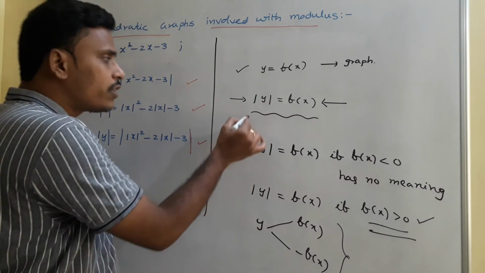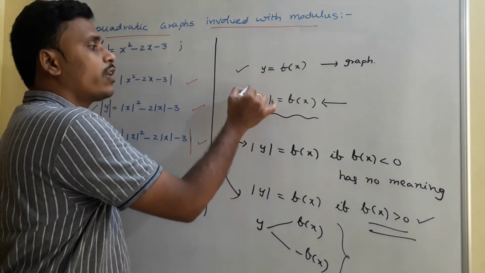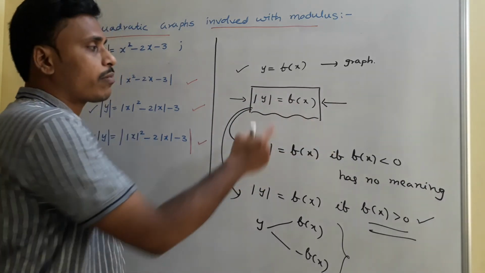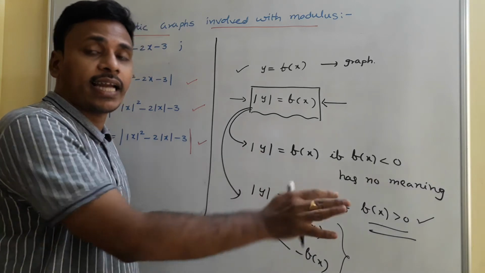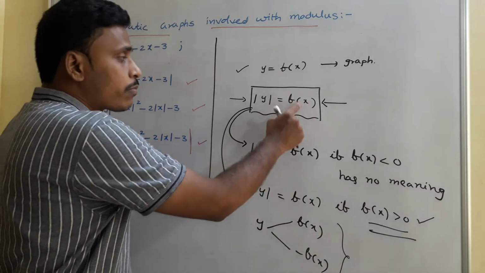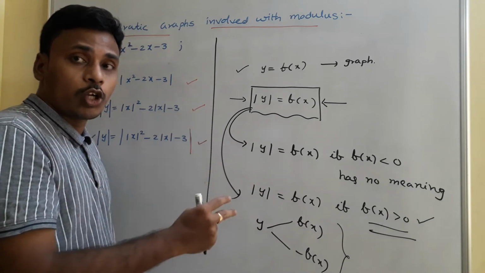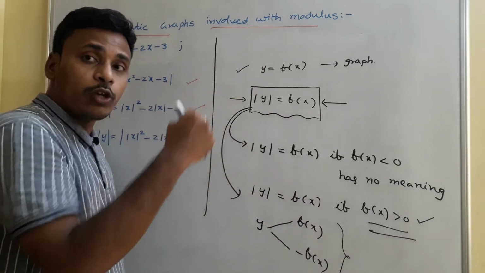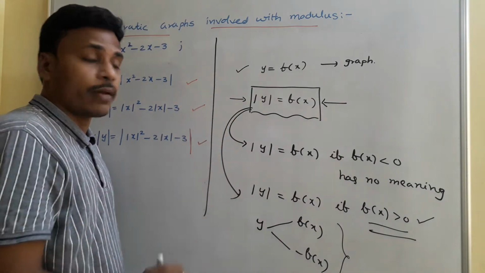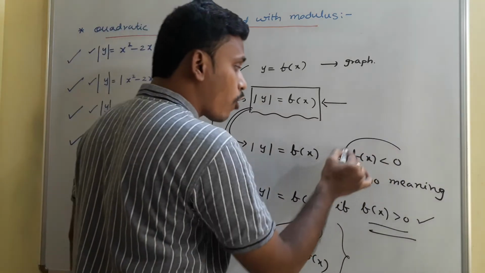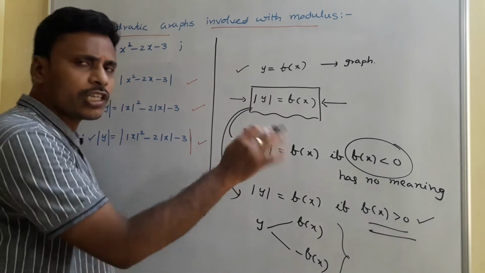So at the end, this is just a discussion, okay? Just observe it. Modulus of y is equal to f of x. Sometimes f of x is negative. In this case, the graph has no meaning. Neglect the graph. Sometimes f of x is positive. This time the graph has a meaning and y will get two values, and those two values are symmetric about x-axis. Once again I am repeating, okay? In this case, if f of x is negative, you just neglect the graph. Don't sketch it.